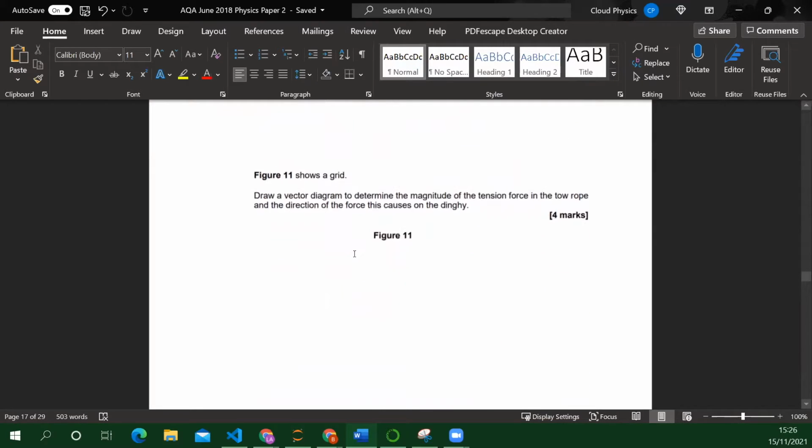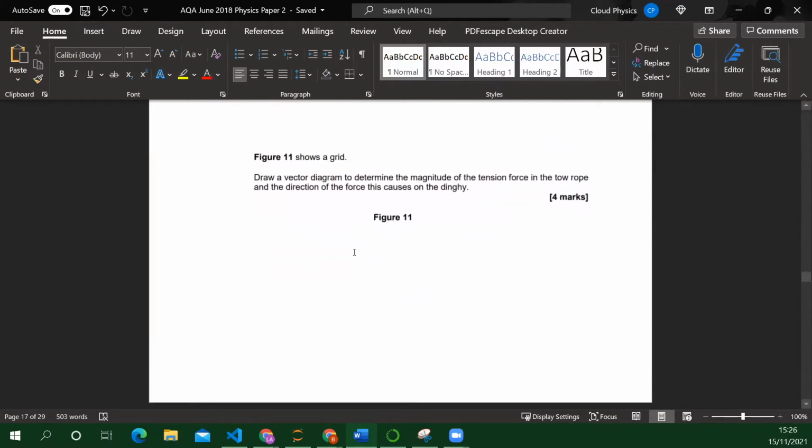Okay, next question. Figure 11 shows a grid. Again, this is from the actual paper. Let me show you. No, it doesn't really help that much with the actual question. Just get it up.